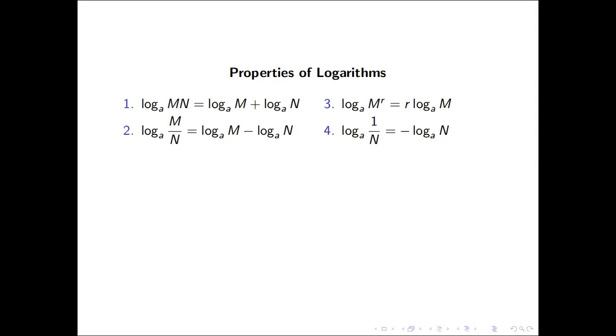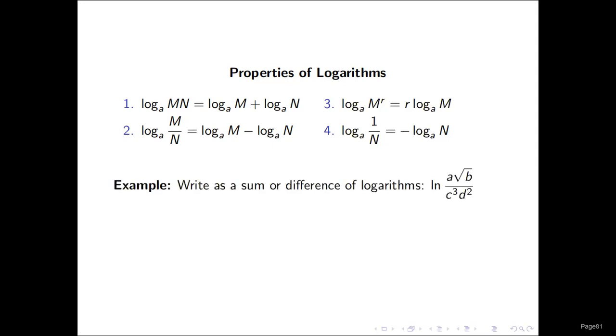Anyway, you just need to memorize those properties, get familiar with them, and now we will just be applying them to the following examples. So here we have the natural logarithm, ln, so logarithm base e. Instead of writing base e all the time, you just write ln for shorthand, okay? Ln of the quantity a square root of b all over c cubed d squared. What we want to do is write it as a sum or difference of logarithms of the individual factors present there. What are those factors? A, B, C, D.